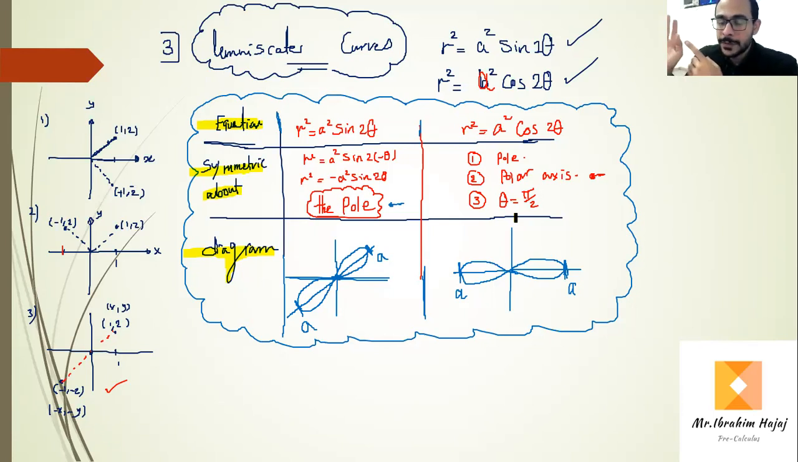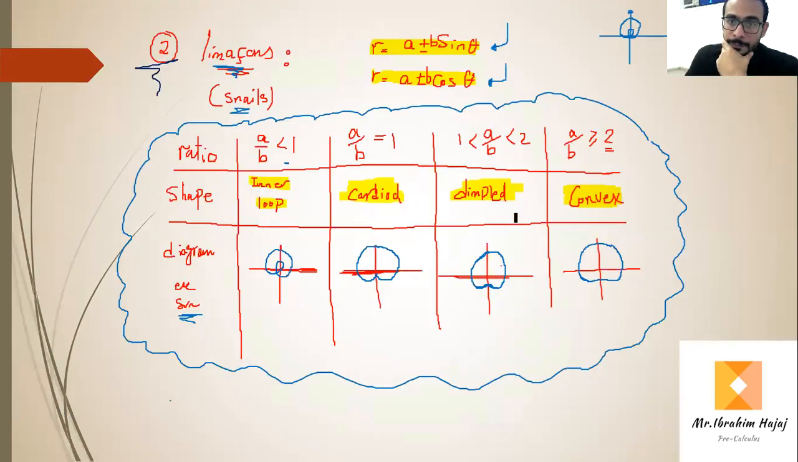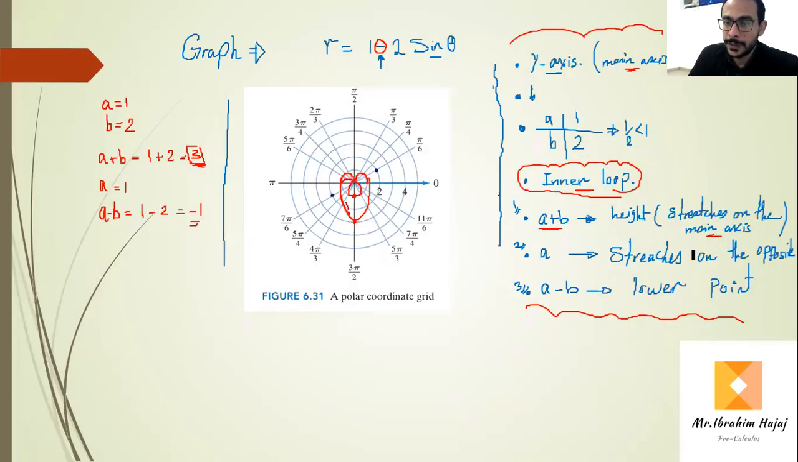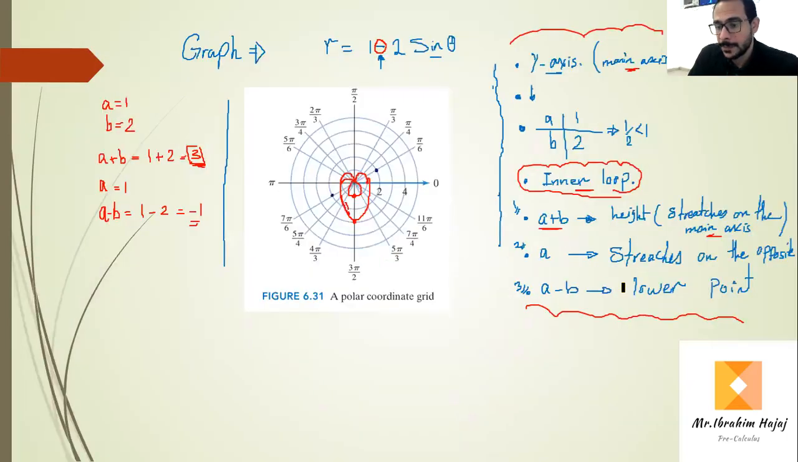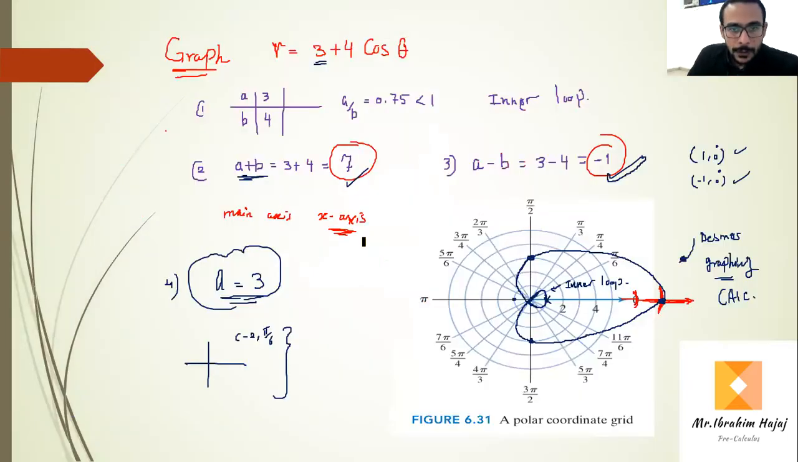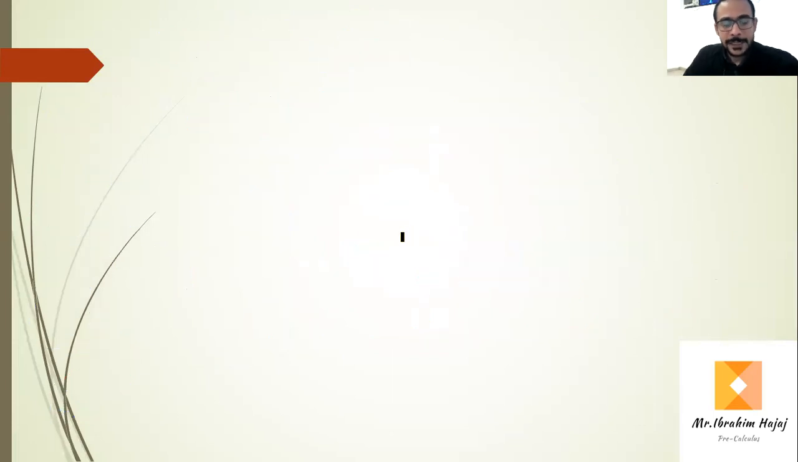Then limaçon curves. Today we studied the lemniscate curves, and the shape of the equation is here. r equals a plus or minus b sine theta, r equals a plus or minus b cosine theta. And here is the important table you have to know and follow. Find the answer, and the steps also. You must write this table with the steps. We took 2 examples on it. Now let's take an example on lemniscate curves.